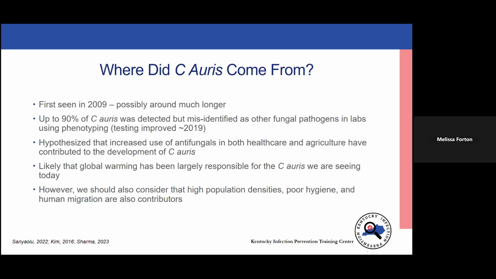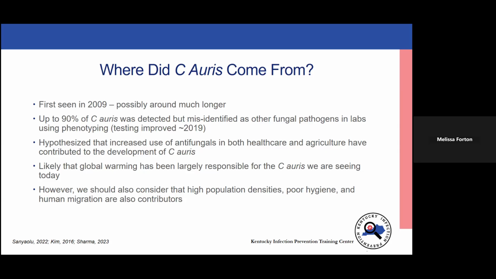We first identified this in 2009. It was probably around 10 or 15 years before that. At the time, the testing was just limited. So a lot of times the lab would identify Candida, but it would be misidentified as a different type of fungal pathogen. Now, our testing has improved, so we are able to identify it much more accurately. And we don't know why it came to be. We started seeing it in Japan. It quickly spread across the world, and I think it's pretty much everywhere.